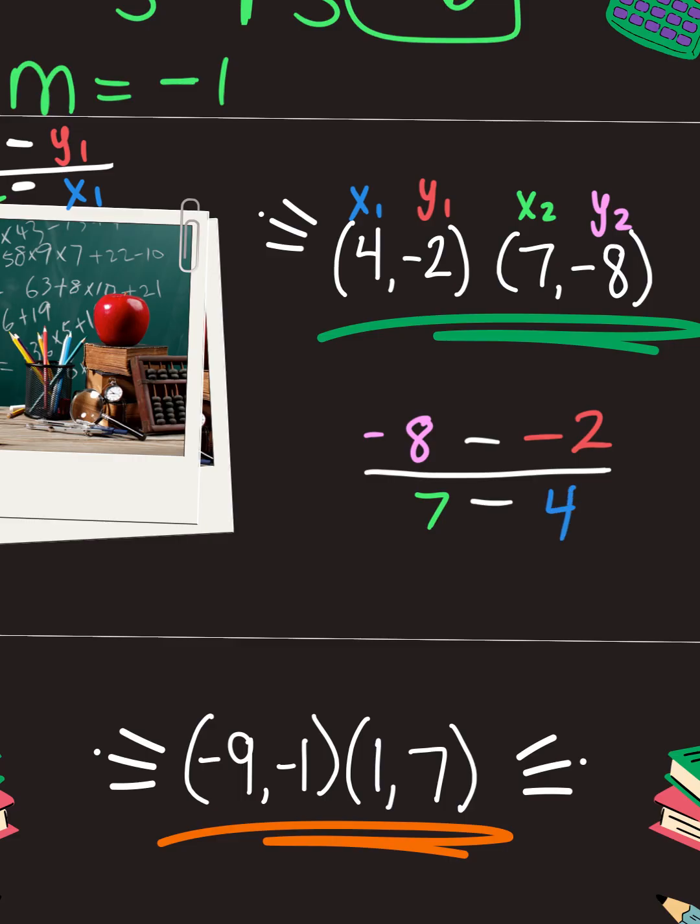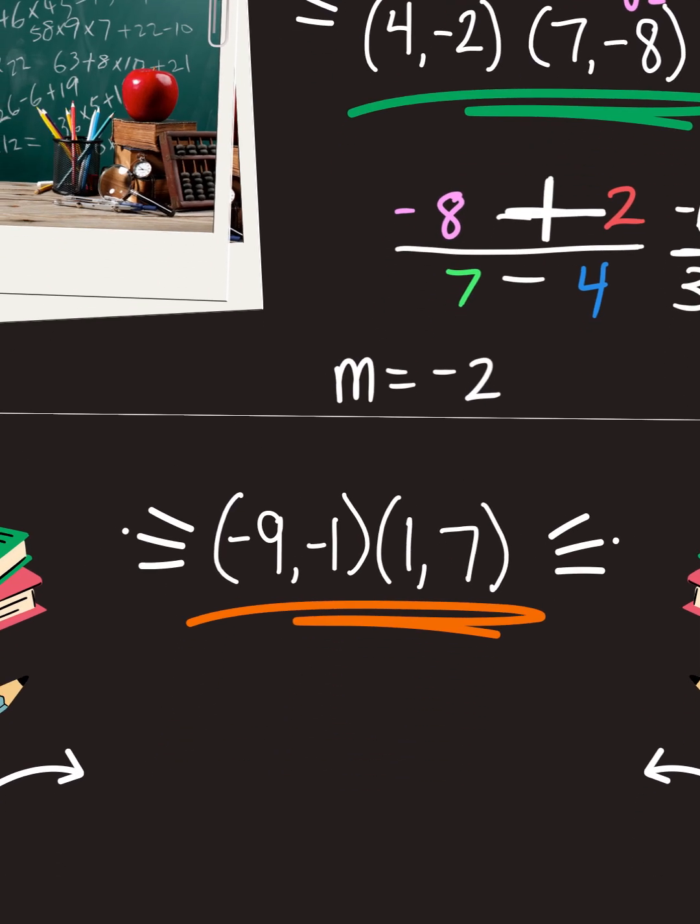If you look in the numerator, you'll notice that those 2 minus signs sitting next to each other turn into a plus. So you have negative 8 plus 2, which is negative 6. And then in the denominator, 7 minus 4 is going to give me positive 3. What's a negative 6 divided by a positive 3 going to give you? So the slope is negative 2. We're just going to keep practicing more of these.